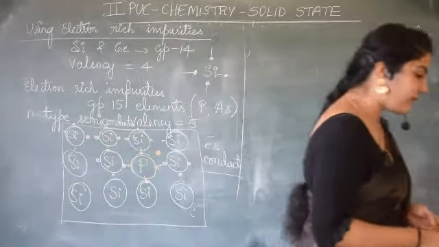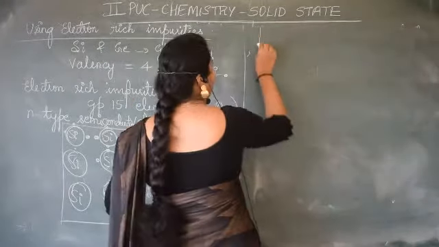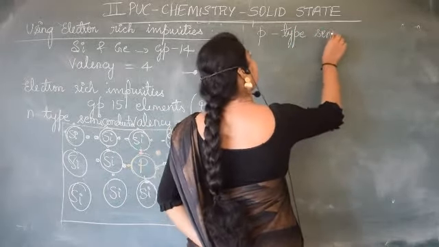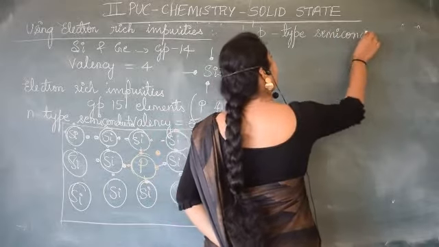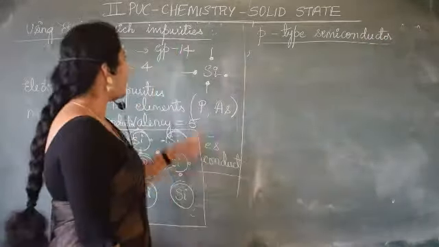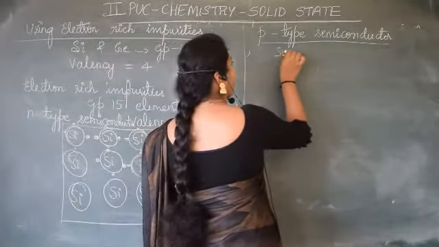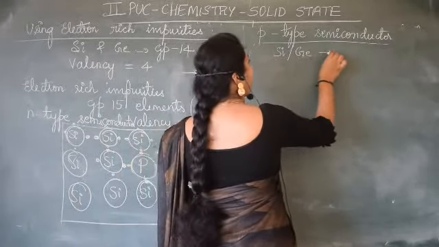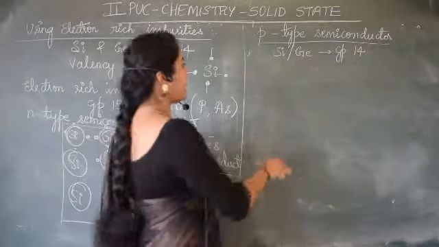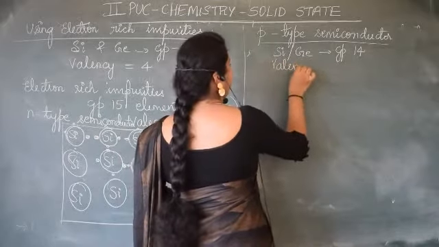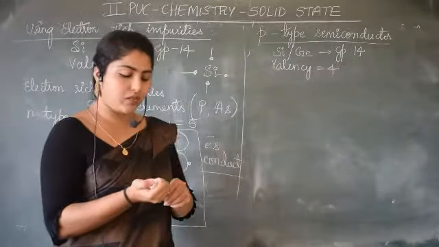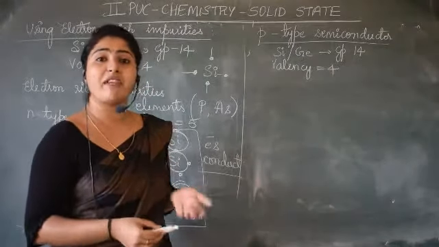Now we will see what is a p-type semiconductor. In a p-type semiconductor, again, silicon or germanium belongs to group 14 and the valency is 4. Now this p-type semiconductor is formed by electron deficient impurities.